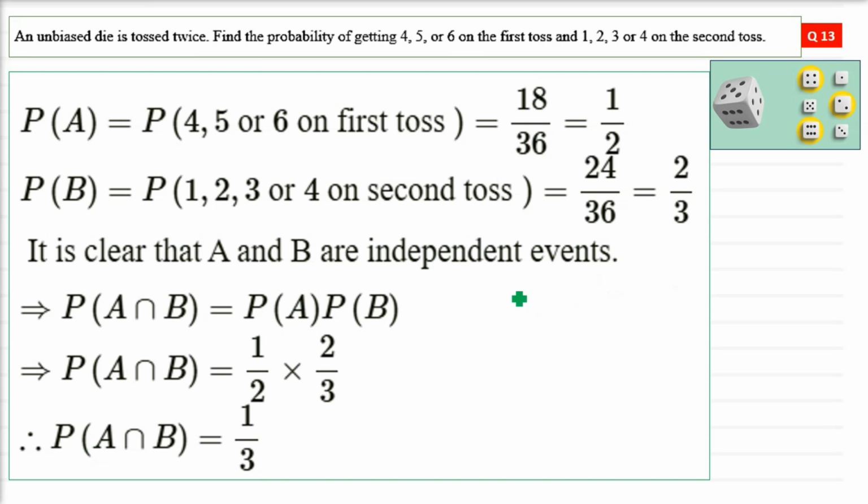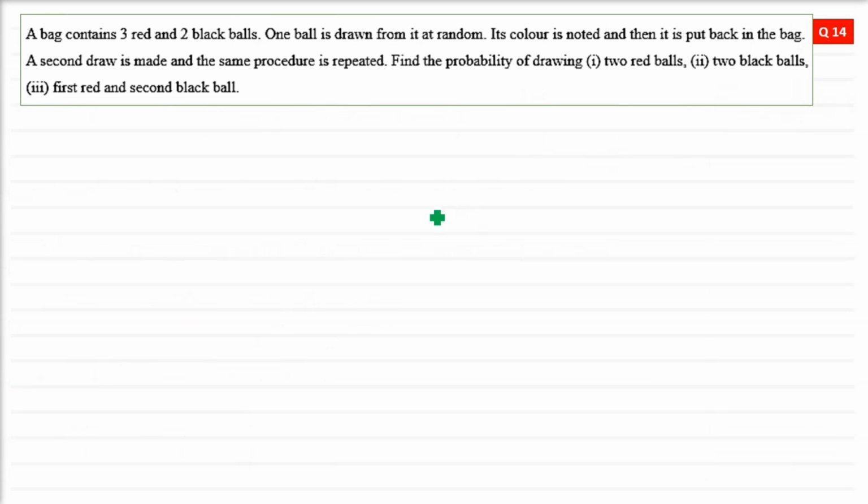Again, it depends on the number of marks this question carries in your exam. If it is 1 or 2 marks or a multiple choice question, then you don't need to write the sample space. If it is more than 2, you need to write the sample space. This question we'll take in the next discussion.